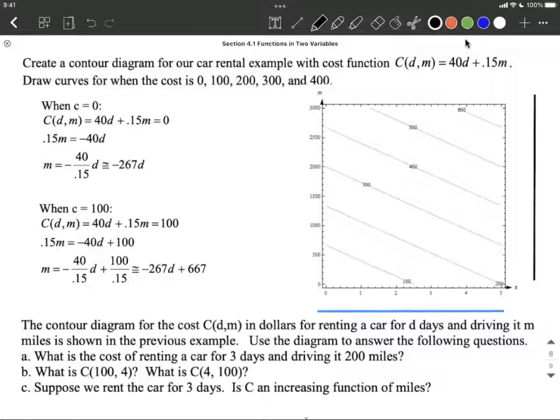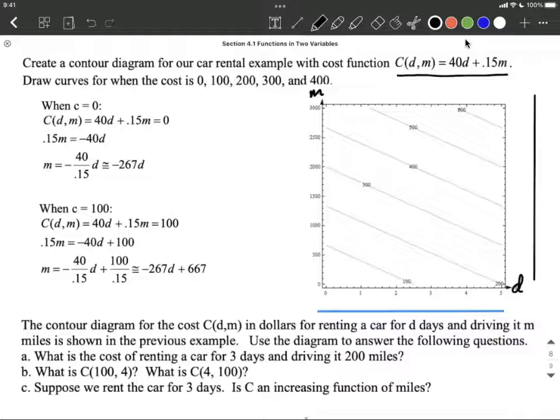Okay, how to create a contour mapping. If we're given a function in two variables, such as this one, where C of d, m is equal to 40d + 0.15m, and we want to draw the curves, the contour mapping, we can go ahead and set C equal to 0. So this entire side gets set equal to 0, and then we have a function with just two variables. With this one, we've set m to be our y-axis, and d is going to be our x-axis.